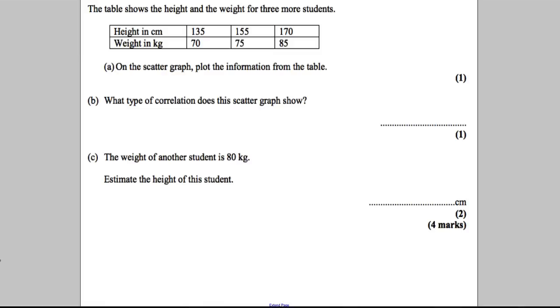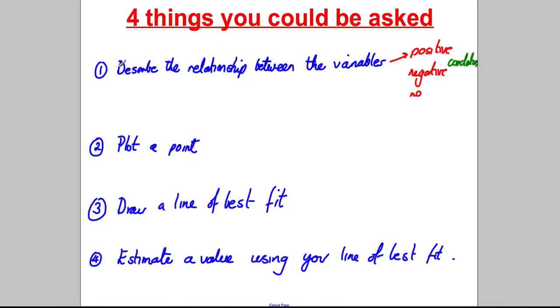Right, what do they ask us in this question? They say the table shows the height and the weight of 3 more students. On a scatter graph, plot the information from the table. So what did I say? The first thing they could ask you is to plot a point. So let's go back here.